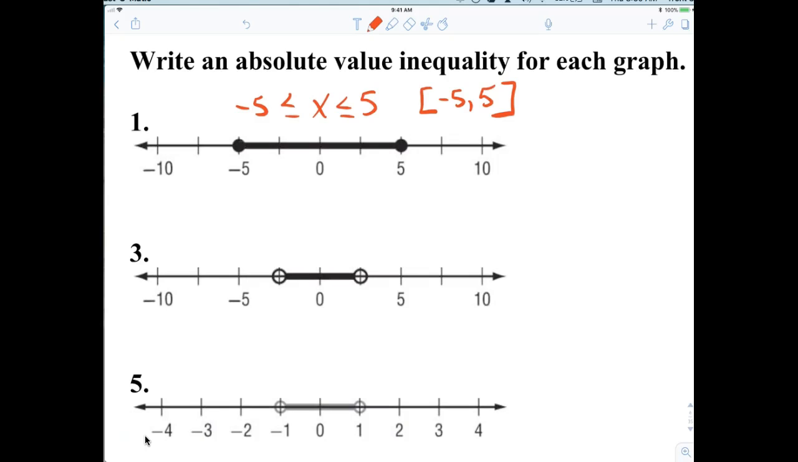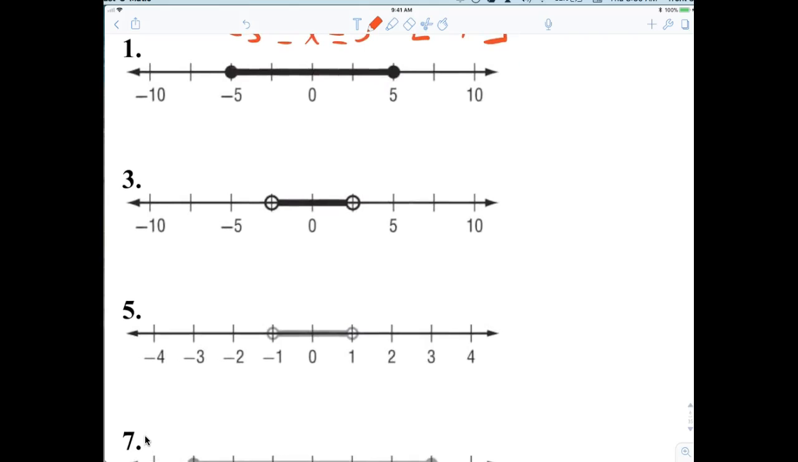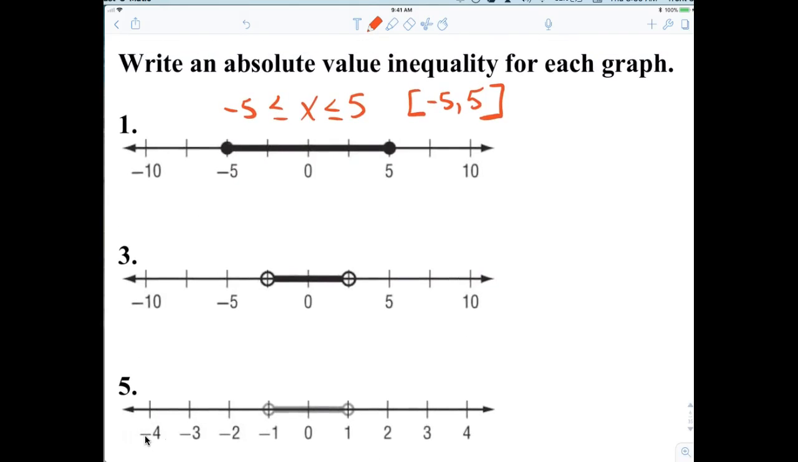Now, on number 3. Negative 5 is less than or equal to x. What does x represent? All of these numbers. You'll get it, I promise. All of the possibilities are on there.